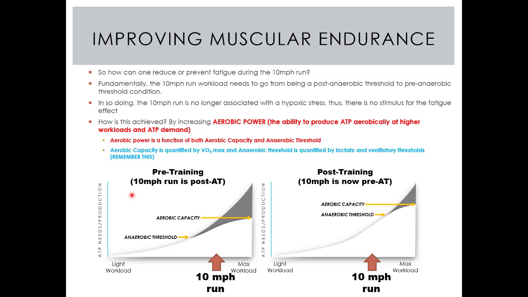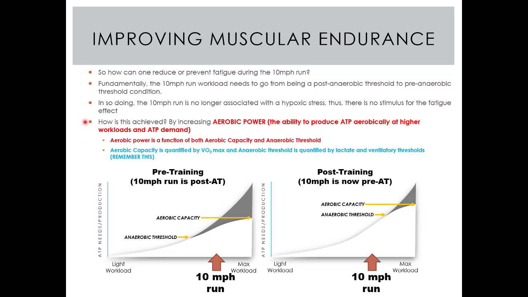Fundamentally speaking, the 10 mile per hour workload needs to go from being a post-anaerobic threshold workload to a pre-anaerobic threshold workload. In so doing, the 10 mile per hour run will no longer be associated with a hypoxic stress. Thus, there is no longer a stimulus for that fatigue effect. Therefore, that 10 mile per hour run will at this point be sustainable for a longer period since there is no hypoxic stress and thus fatigue slowing you down.